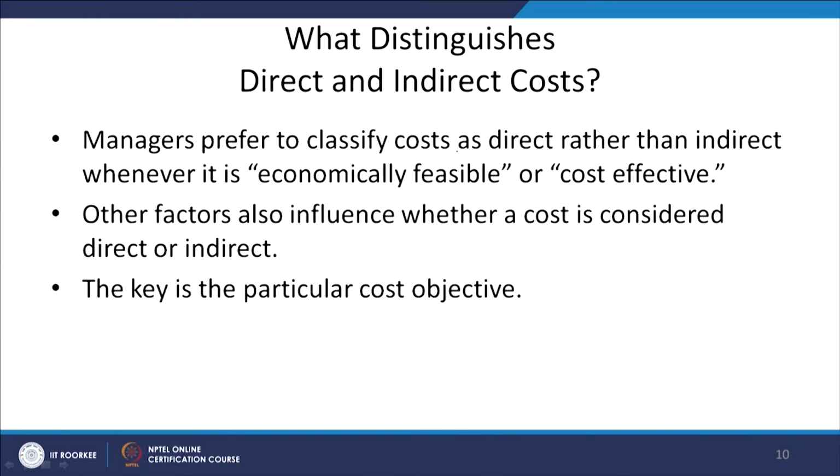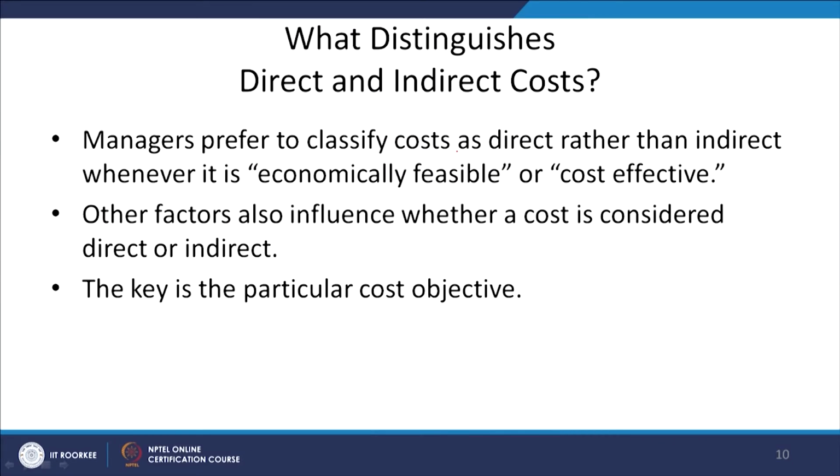What distinguishes between the direct and indirect costs? Managers prefer to classify costs as direct rather than indirect whenever it is economically feasible or cost effective, because it is a very easy job. If you can easily find out how much one particular component of the cost can be attributed to one particular product, it is a very feasible and easier way to calculate the total cost of production.